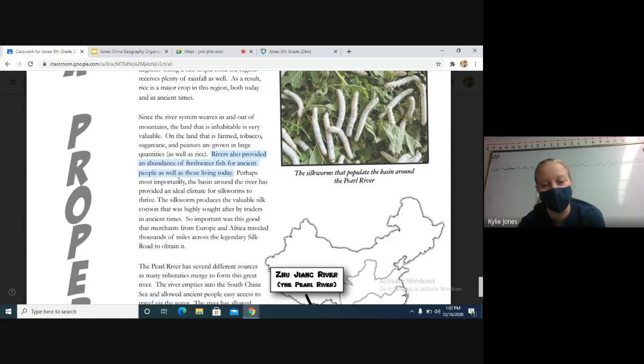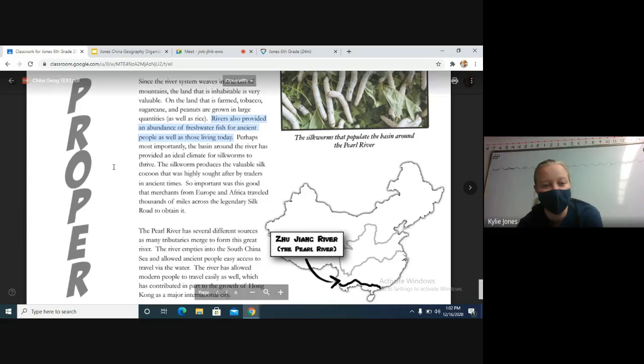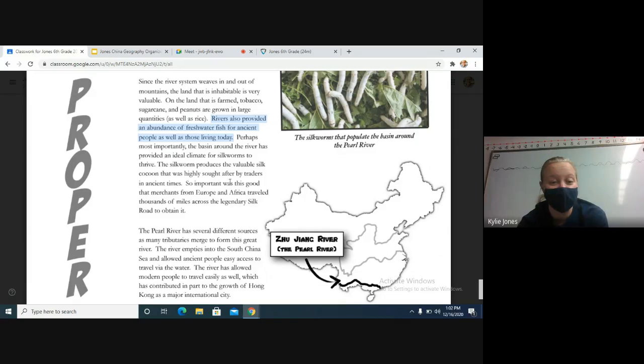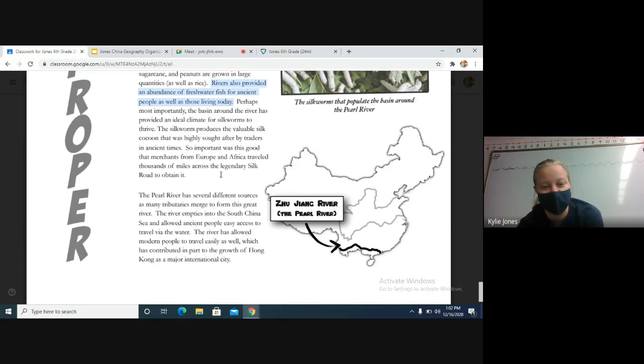Perhaps most importantly, the basin around the river has provided an ideal climate for silkworms to thrive. The silkworm produces the valuable silk cocoon that was highly sought after by traders in ancient times. More about ancient times. So important was this good that merchants from Europe and Africa traveled thousands of miles across the legendary Silk Road to obtain it.